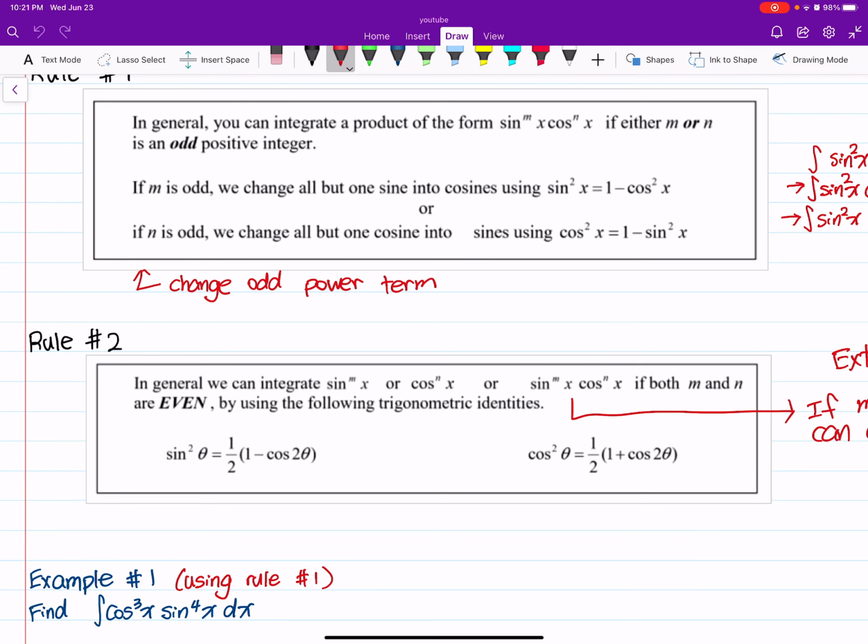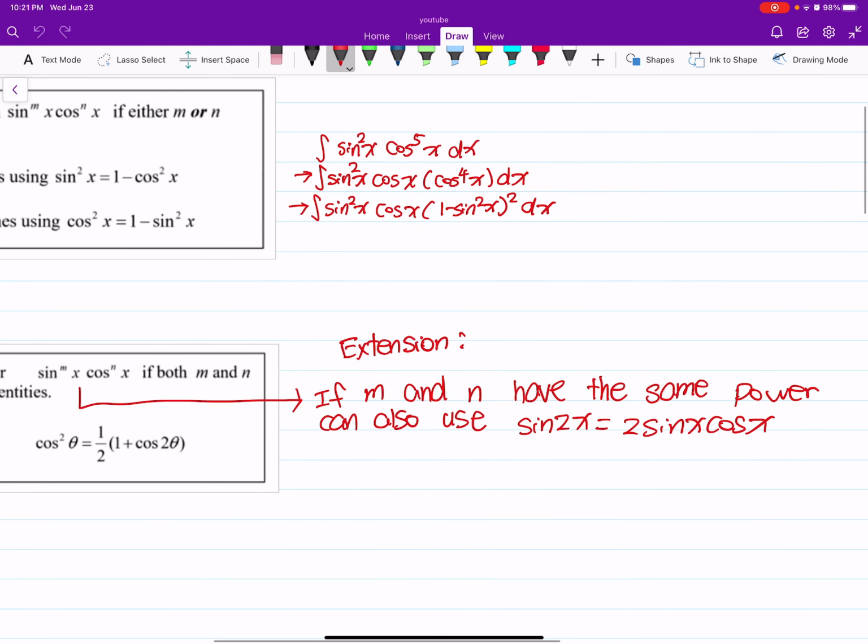In general, we can integrate sine to the power of mx or cos to the power of nx, or sine to the power of mx times cos to the power of nx if both m and n are even, by using the following trigonometric identities. So sine square x is equal to 1 minus cos 2x over 2, or cos square x is equal to 1 plus cos 2x over 2. As an extension to sine to the power of mx times cos to the power of nx, as long as m and n have the same power, we can also use sine double angle identity. I'll also go over an example of that.